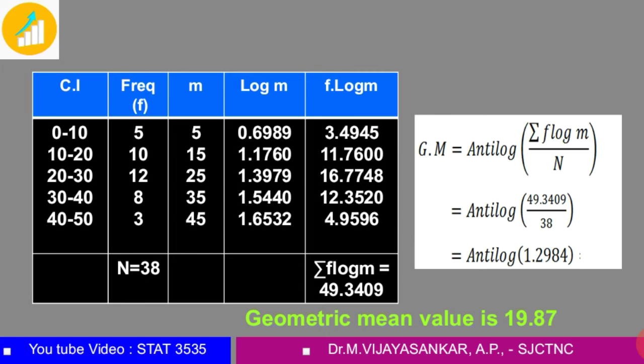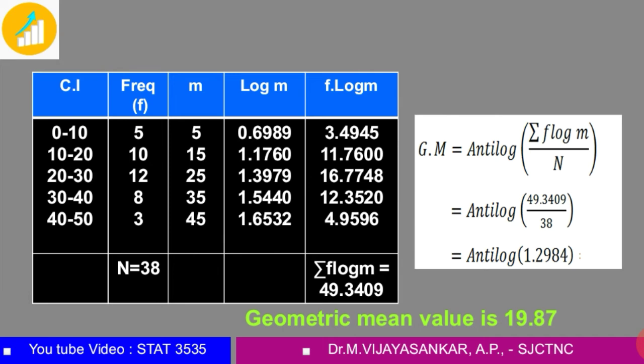Here class intervals are given in the problem and frequency is also already given, but the m value is not given in the problem. So we are going to calculate the mid value from the class interval. Adding the class interval limits and dividing by 2, we get the mid values 5, 15, 25, 35 and 45. Now applying log to the mid values. Log 5 is 0.6989. Log 15 is 1.1760. Log 25 is 1.3979. Log 35 is 1.5440. Log 45 is 1.6532.